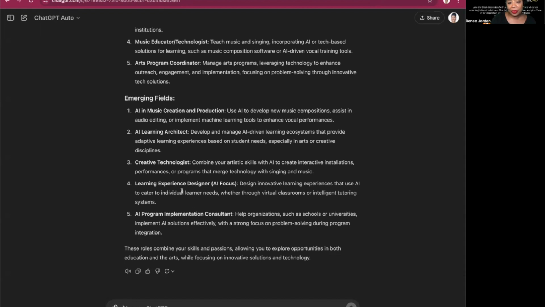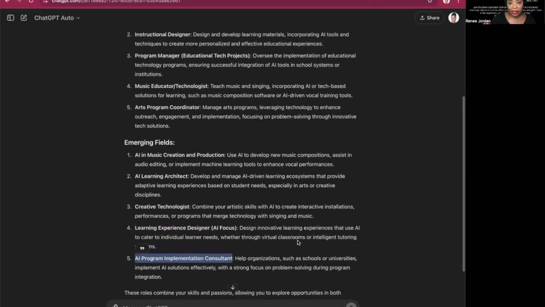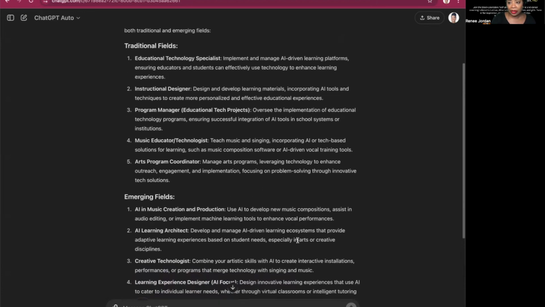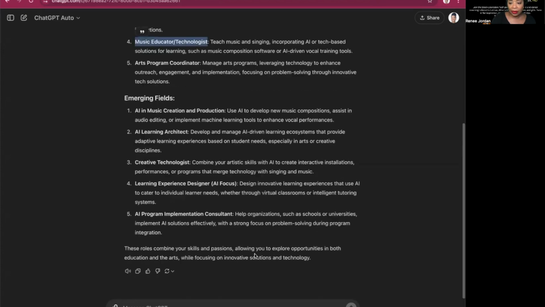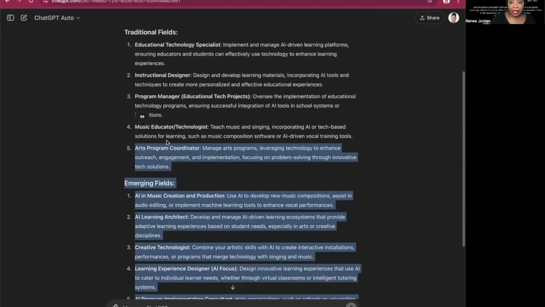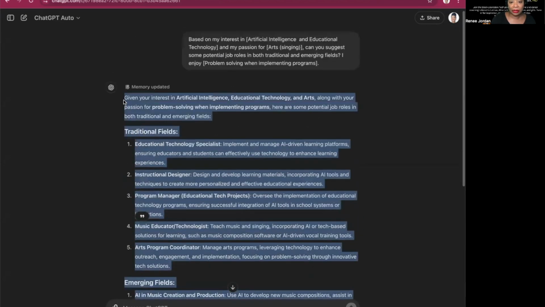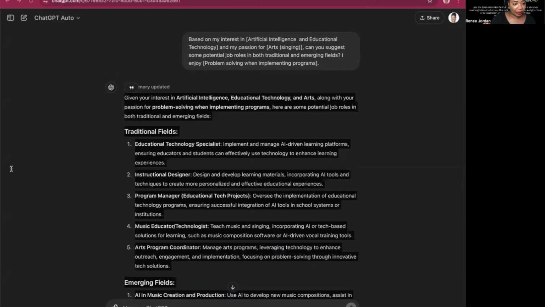So I'm going to pick learning experience designer. So I'm going to copy that. I'm going to take a look at AI implementation consultant. I'm going to take that and I'll pick one for music. I'm going to pick music educator / technologist just to see what happens. And so now I'm going to take those that came out as a result of my ChatGPT search. I'm going to copy all of this and save this for later.